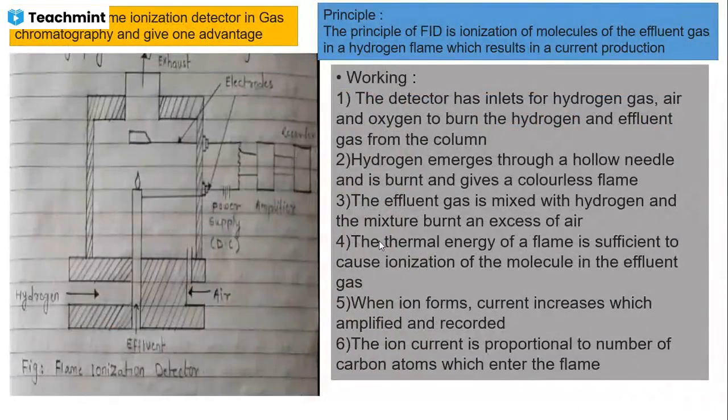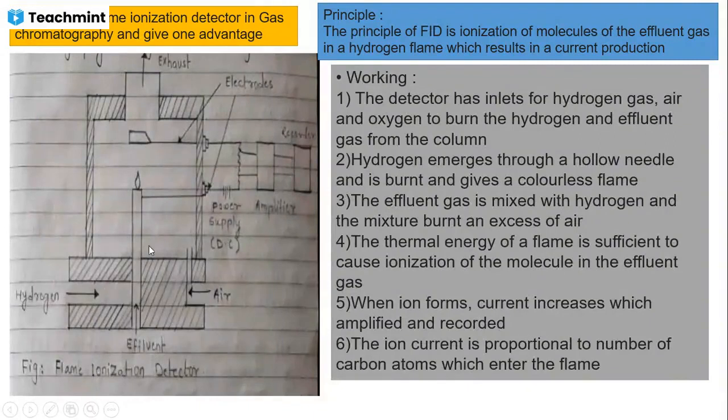Okay. First detector, the question is like this: explain the flame ionization detector in gas chromatography and give one advantage. This is the 5 marks question that comes in the exam. In that, the block diagram is shown to you. You can see here the effluent that is coming from the capillary, and it goes to this particular flame.